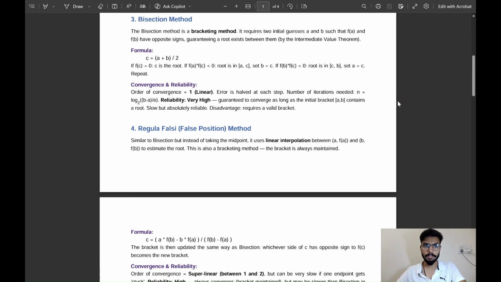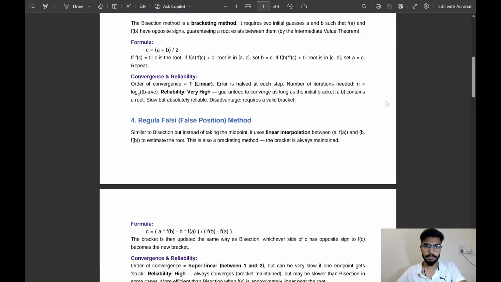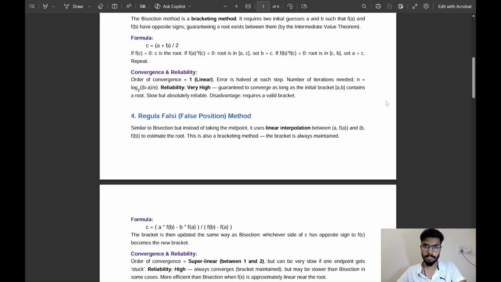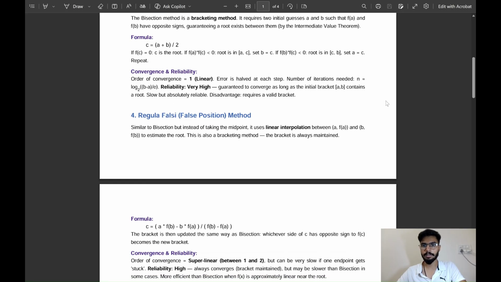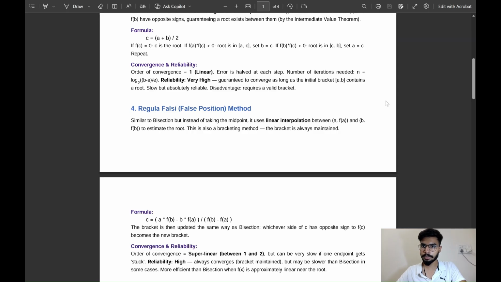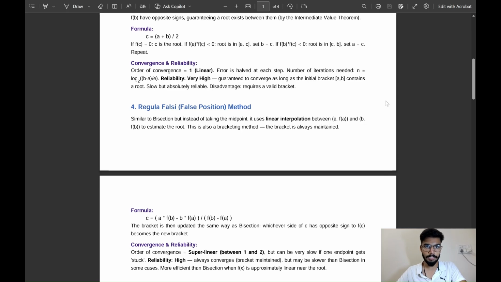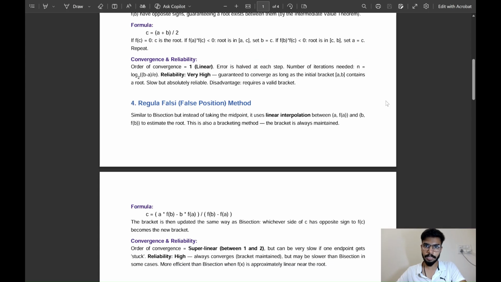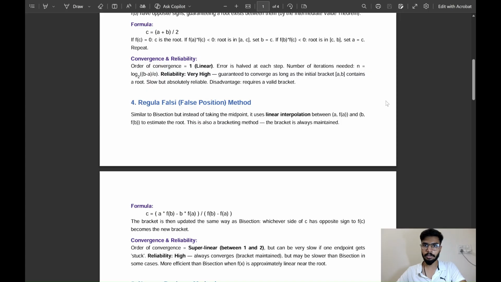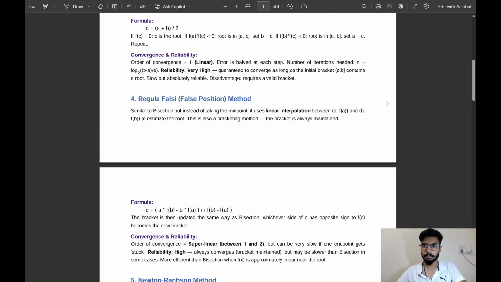Now see the convergence and reliability. Order of convergence is 1, which is linear. Error is halved at each step. Number of iterations needed is n = log2((b - a)/e), and reliability is very high, guaranteed to converge as long as the initial bracket (a, b) contains a root. Slow but absolutely reliable. But it also has a disadvantage, which is that it requires a valid bracket.